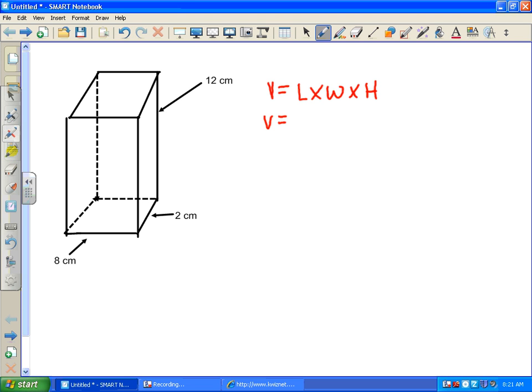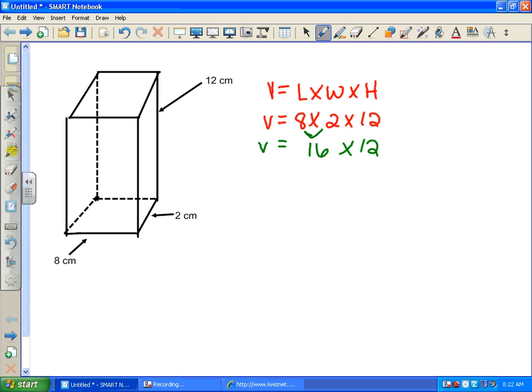All right, so the length of it we said was 8. The width of it was 2. And the height of it was 12. So let's go ahead and start doing that. I can do 8 times 2 in my head. Can you? Yes. All right, so let's go ahead and start breaking that problem down. I know that 8 times 2 is what? 16. Now I'm left with 16 times 12. So now I need to figure out what 16 times 12 is.